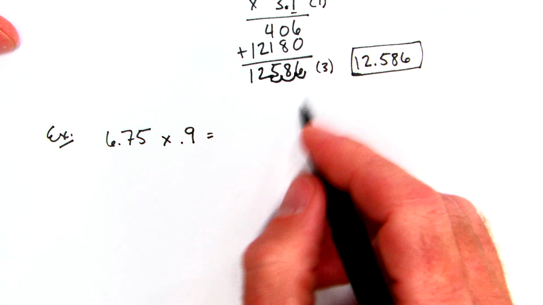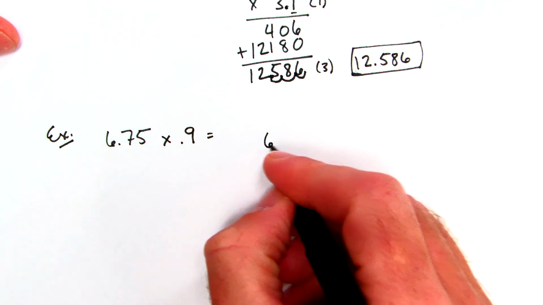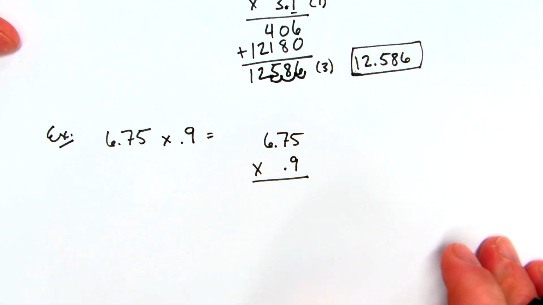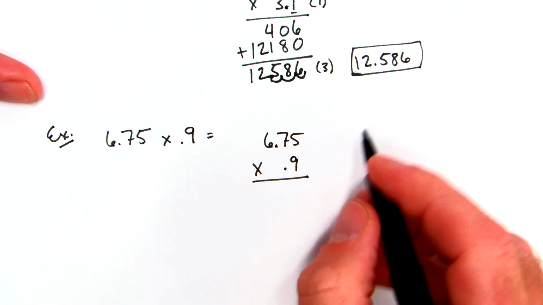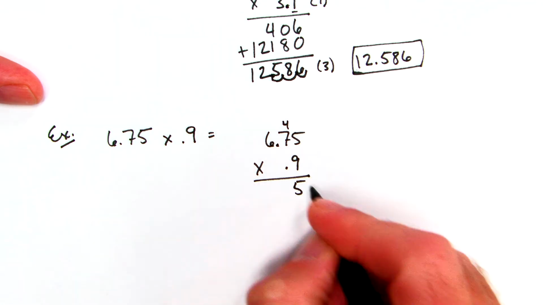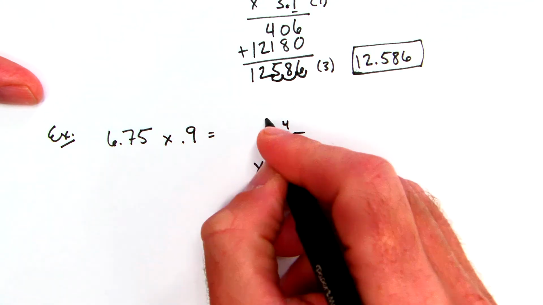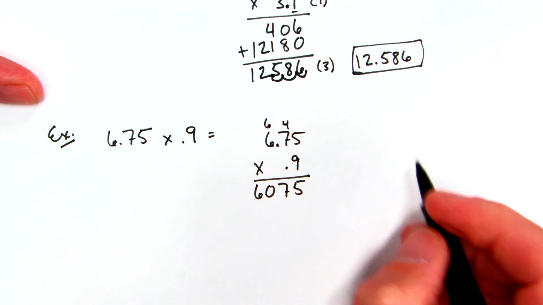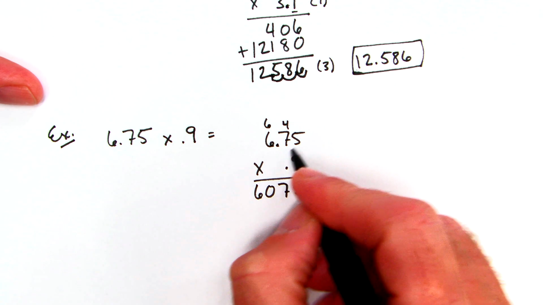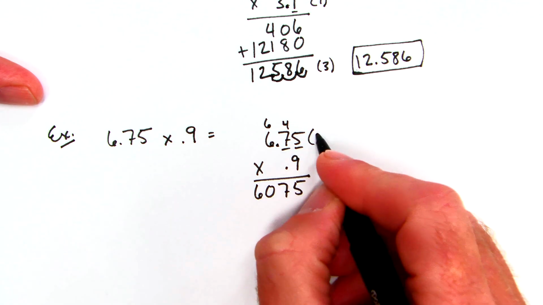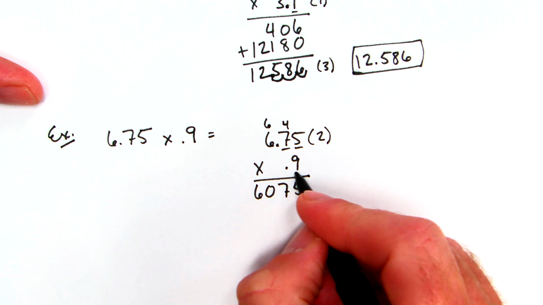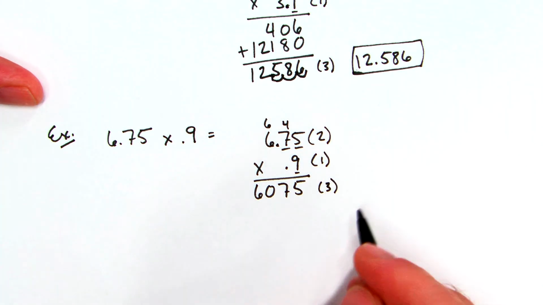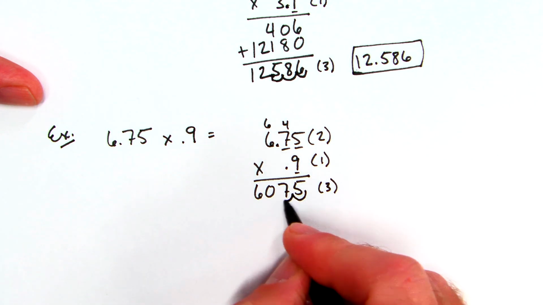Step 1, stack them, lining them up on the far right. So 6 and 75 hundredths multiplied by 9 tenths. Step 2, we're going to solve. It's 45, 63 plus 4 is 67, and then 54 plus 6 is 60. Now we're going to count the number of digits behind the decimal point in our expression. So there's 1, 2 in 6 and 75 hundredths, and there's just 1 in 9 tenths. So in our product, there needs to be a total of 3 places behind the decimal point.